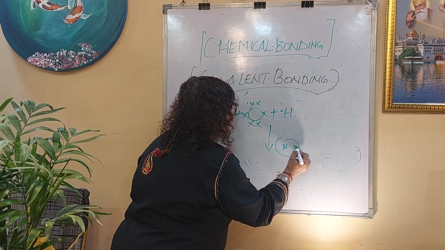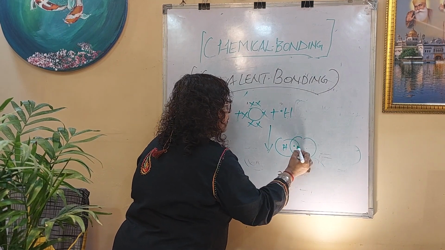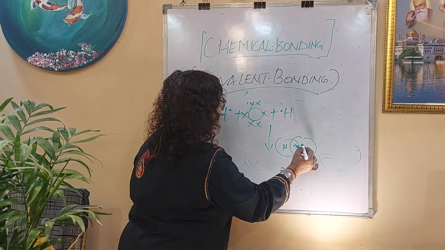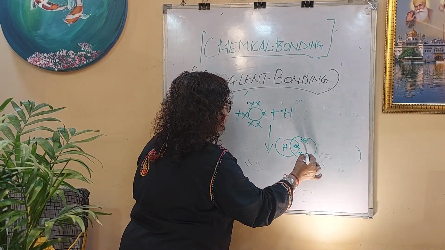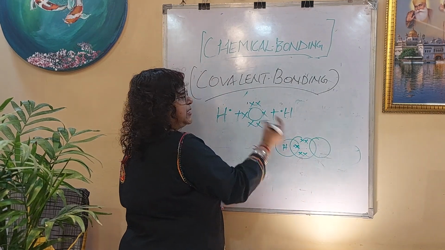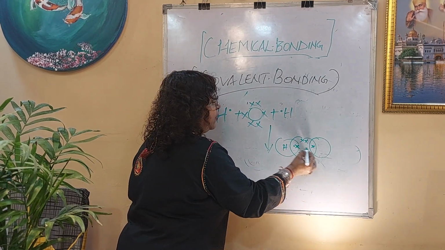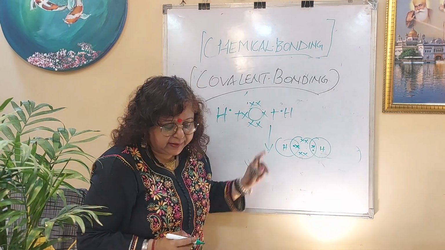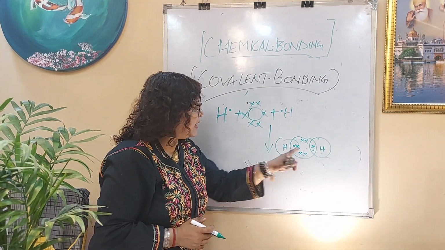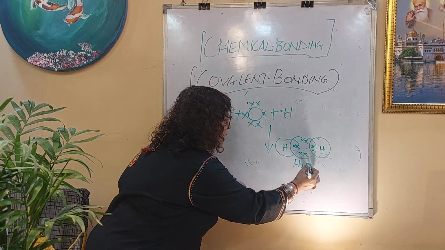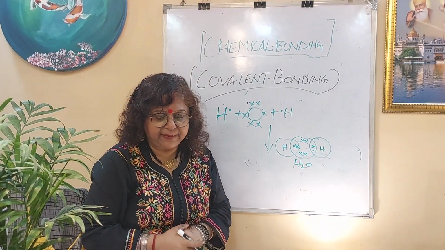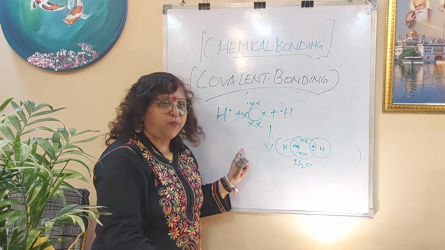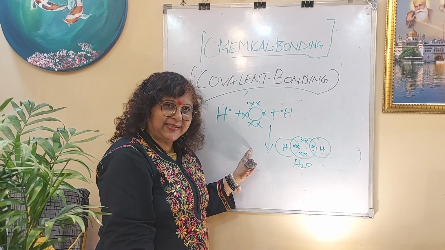Hydrogen's circle and with oxygen's X, and here another X goes here, its dot, and this is H. This is H2O. I think like this it comes. This is an example of a polar compound, water, where polarity is there, as I told you.